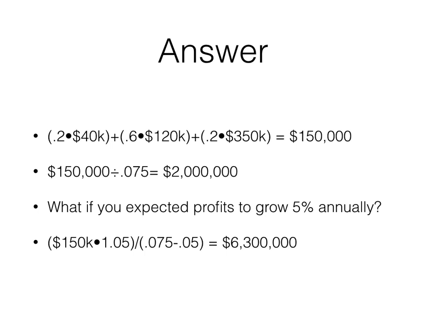Now, what if you expected the profits to grow by 5% annually? Again, using the same dividend growth formula we used before, it's now worth $6,300,000 given that growth of 5%. This concludes our discussion on capital.